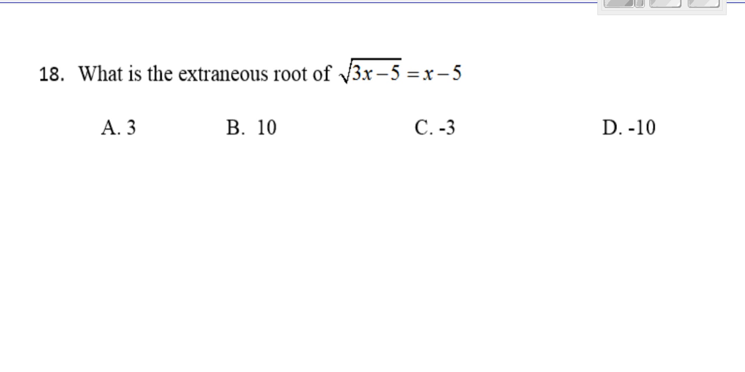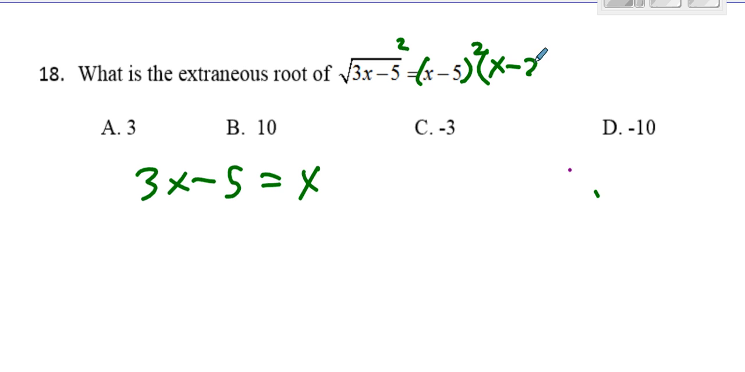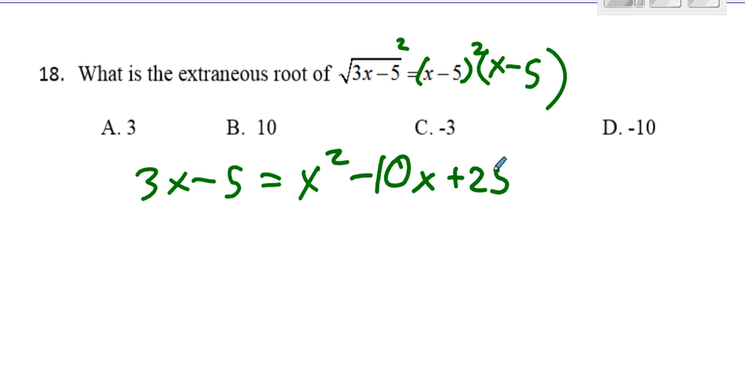What's the extraneous root? That means we go through all the steps, we get two answers. One of them doesn't work when we plug it back in. Square both sides, you get 3x minus 5. When you square x minus 5, you got to FOIL it out. So write it twice. X squared, you get a negative 5 and a negative 5. I'm going to combine those, and then plus 25.